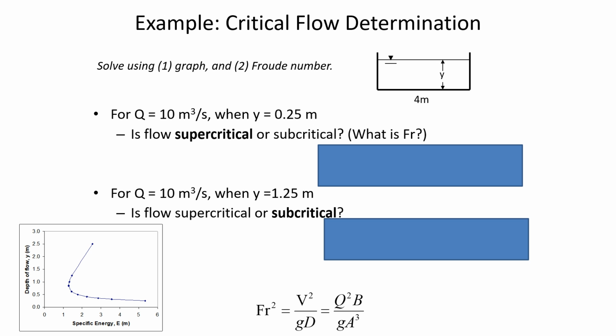Or the other way to do it is the Froude number. So the Froude number is the square root of Q squared times B divided by g times A cubed. And we still have the 10 meters cubed per second. Square that. It's still a 4 meter wide channel. g is still 9.81 meters per second squared. The only difference now is that the area, if the flow depth is 1.25 and the channel is 4 meters wide, so area is 4 times 1.25.